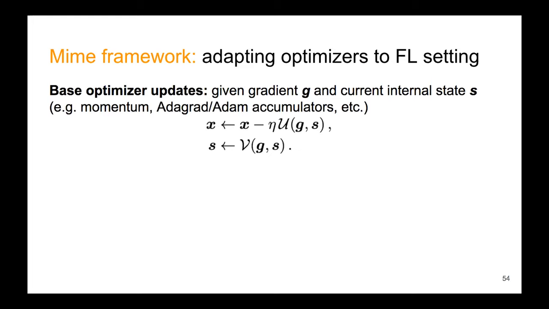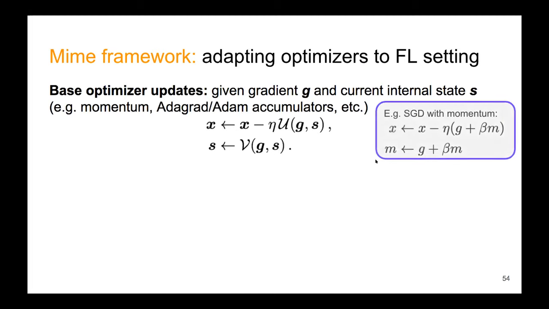So imagine that we are given an abstract optimization method, which works in the following way. Given a gradient and a current internal state S, it updates your parameters by some update function U, which is a function of the current gradient and internal state. And then it also updates the internal state using another update function called V, which also takes the gradient and S. So as an example, you can look at SGD with momentum.